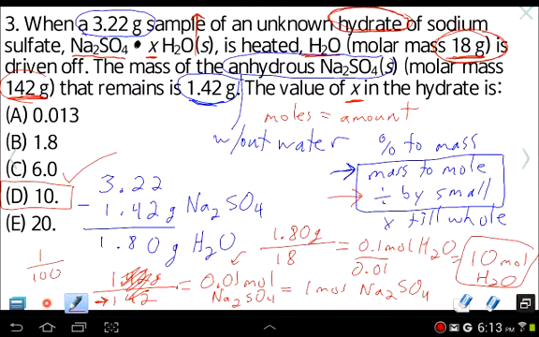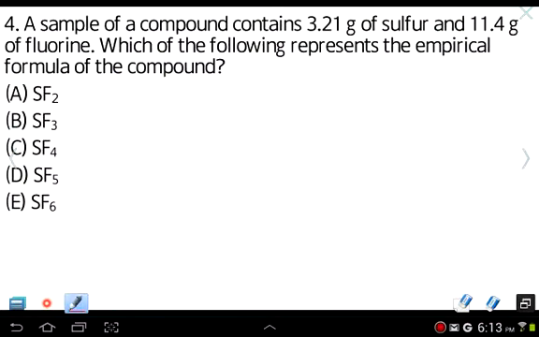Let's go ahead and do one more question of a similar kind. A sample of a compound contains 3.21 grams of sulfur and 11.4 grams of fluorine. Which of the following represents the empirical formula of the compound? So really we're going to use the same method, the same logic. We've got 3.21 grams of sulfur. Let's go ahead and find out how many moles of each we have.